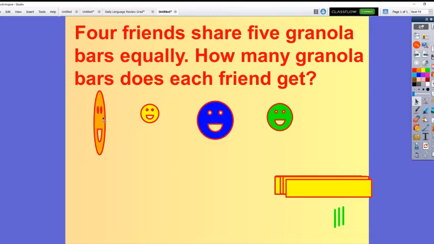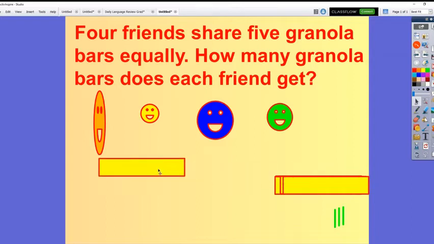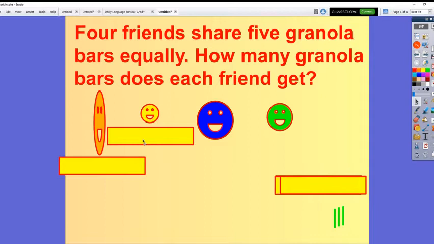And then all of a sudden, their bellies start rumbling and they are hungry. Now, they have 5 granola bars. Now, we could do something like this to start. 1 granola bar for you. 1 granola bar for you.